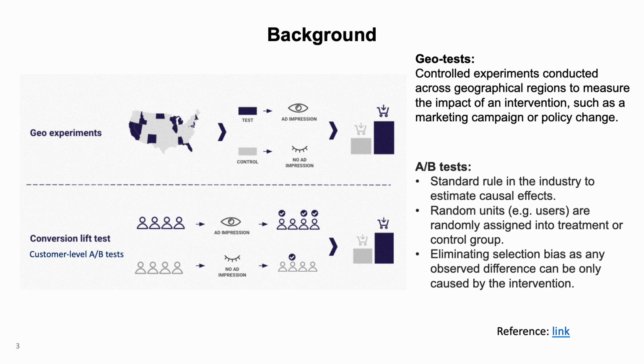You may wonder why use Geo-tests instead of customer-level A/B tests. One reason is that customer-level data is not always available, especially for offline marketing campaigns, like a campaign launched on TV. In such cases, Geo-tests can be a good choice because it's easier to assign the test and control groups by just shutting down the TV campaigns in certain regions.